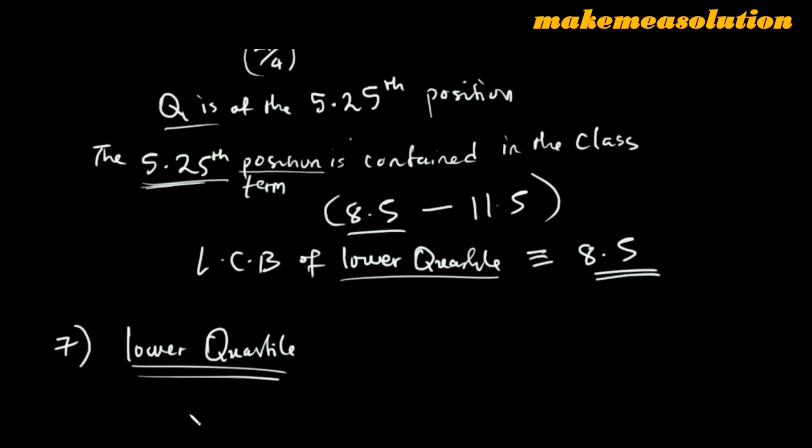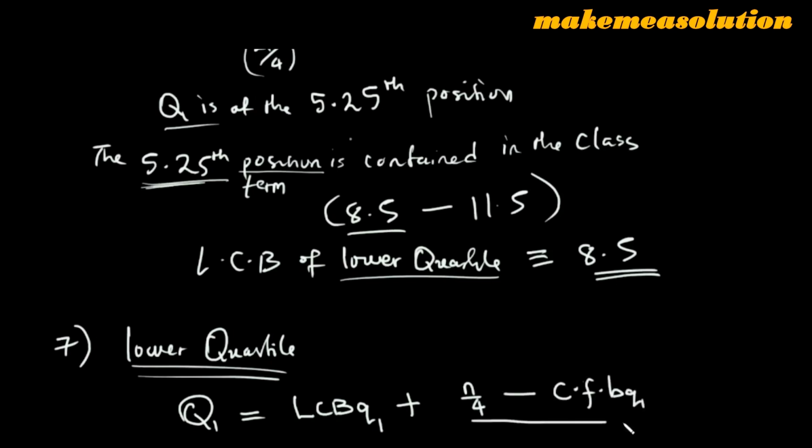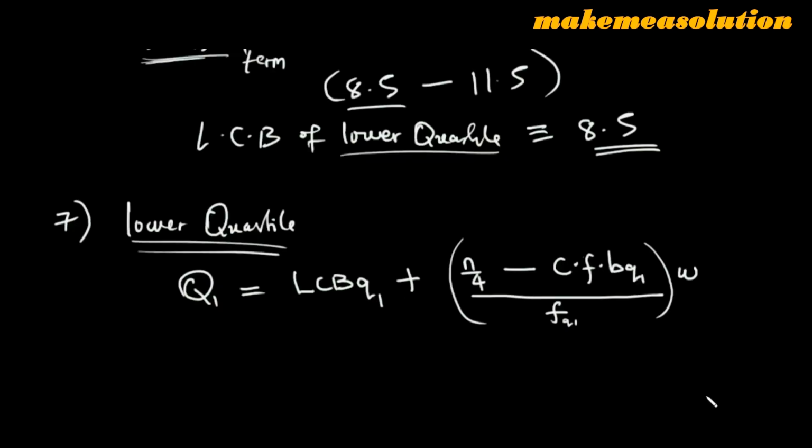itself, you have to use the formula Q1 is equal to the lower class boundary of the lower quartile, that's LCB Q1. I'll use Q1 to designate the lower quartile, plus n over 4 because the lower quartile is a quartile of your data, minus the cumulative frequency before the lower quartile class, divided by the frequency of the lower quartile class, and everything multiplied by the class width. So this is the pattern of the formula that you will use to find your lower quartile.